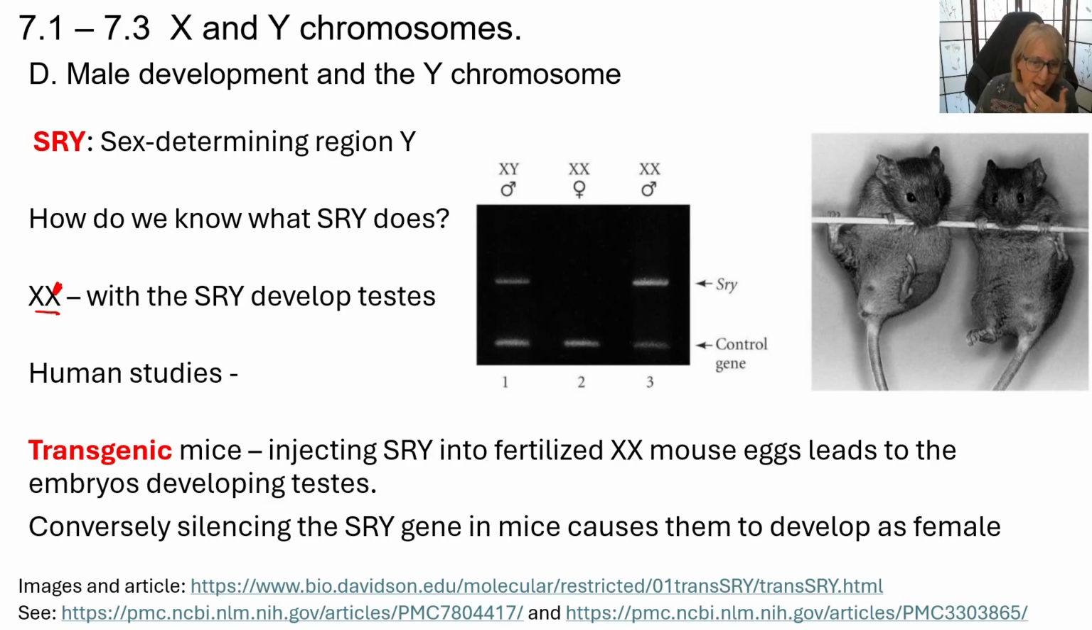Transgenic mice absolutely have been researched and understood in a way that we can look at what happens to their Y chromosome. If I inject the SRY region into XX mouse eggs, so they have been fertilized, they have the chromosome complement XX plus the other autosomes for mice, those embryos will develop testes. If I take an XY mouse and I introduce a chemical that silences, silence means prevent the expression, if I silence the SRY gene in those mice, they develop as female.